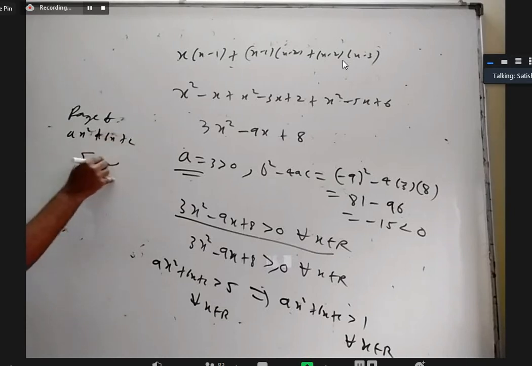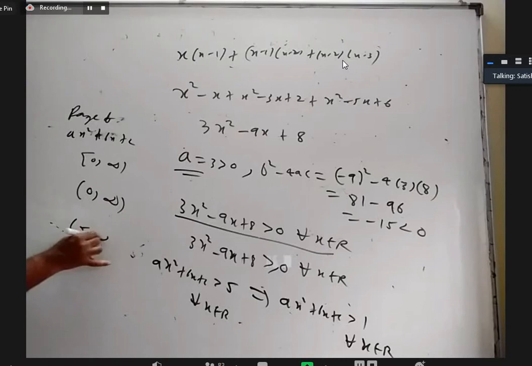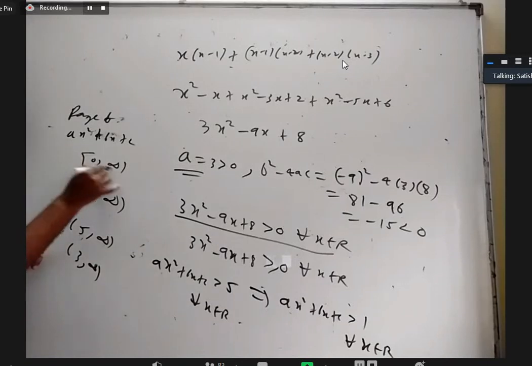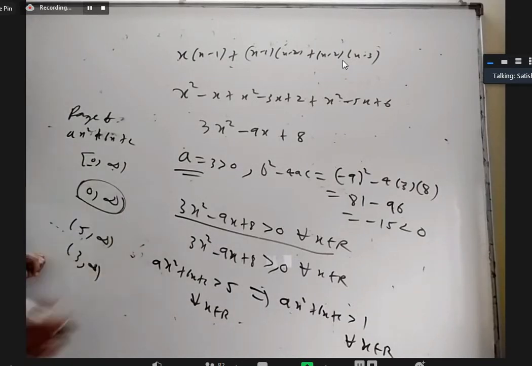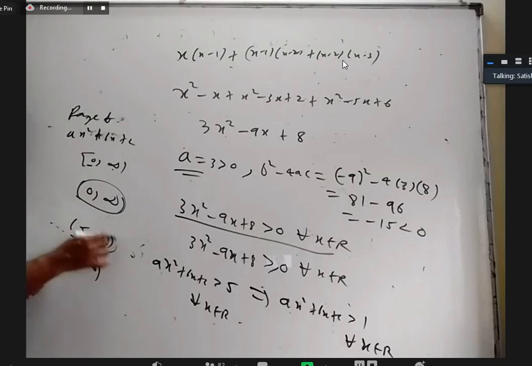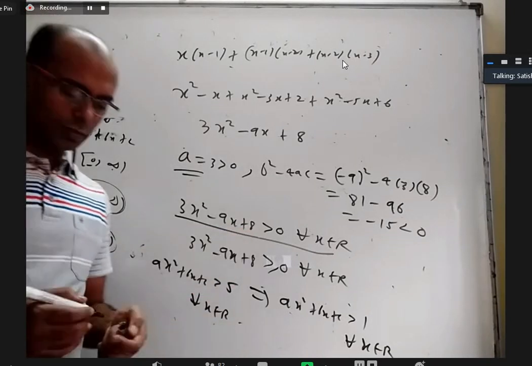One person says closed 0 to infinity, one person says open 0 to infinity, one person says 5 to infinity, one person says 3 to infinity. All are different. Here they are saying from 0 to infinity it will attain everything. Here you are saying it will not attain 0 but will attain only greater than 0. So we cannot say when range is this, it is also this. No, that is not right. Either range is this or this only. But this is not of that type.